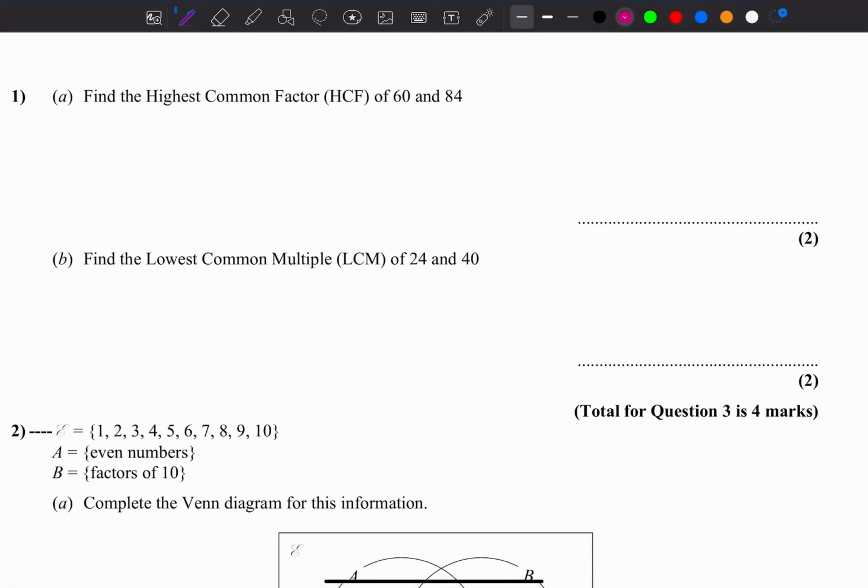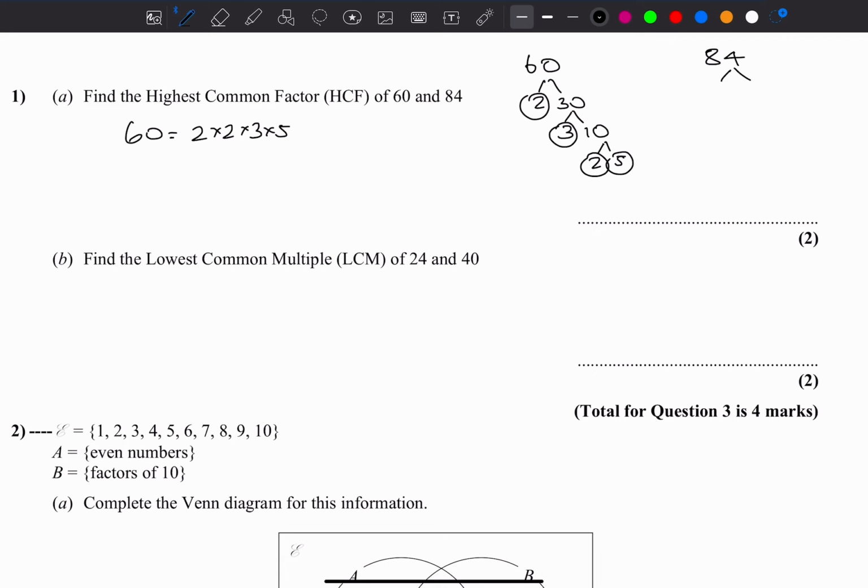Okay, so let's start with this one. Highest common factor of 60 and 84. We will do it with product of prime factors. So 60, it's 2 times 30, prime number, 3 times 10, prime number, 2 and 5 prime numbers. So 60 is basically 2 times 3 times 5.